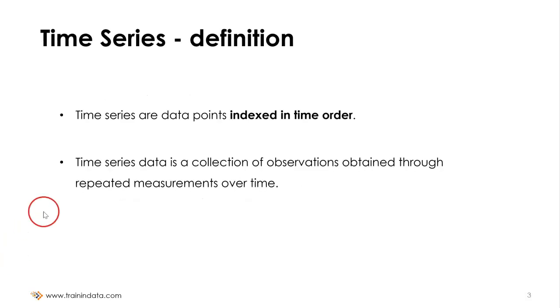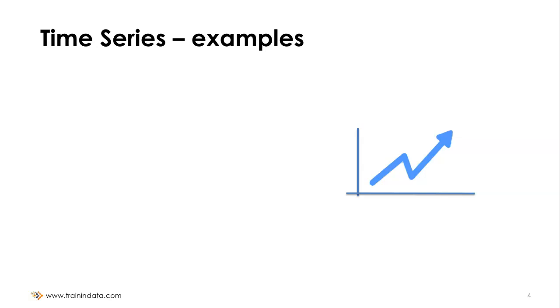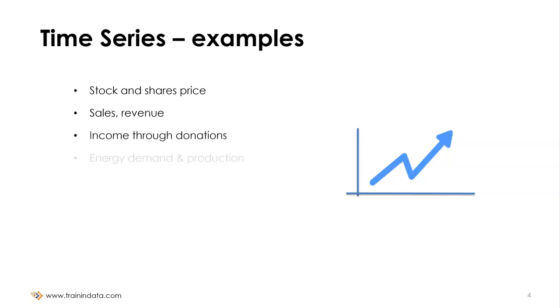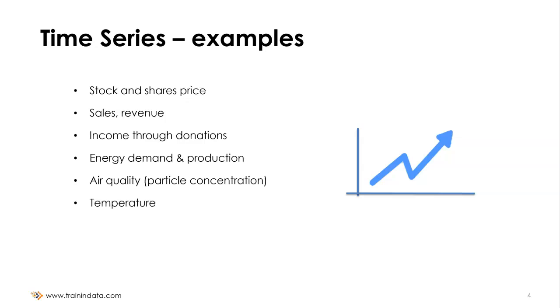Time series are data points indexed in time order. Or in other words, time series data is a collection of observations obtained through repeated measurements over time. Some examples of time series are the price of stocks and shares, sales or revenue, income through donations, or energy demand and energy production, the quality of the air, for example, through particle concentration over time, temperature, ocean tides, and also some medical signals like electrocardiograms or encephalograms, among other things.